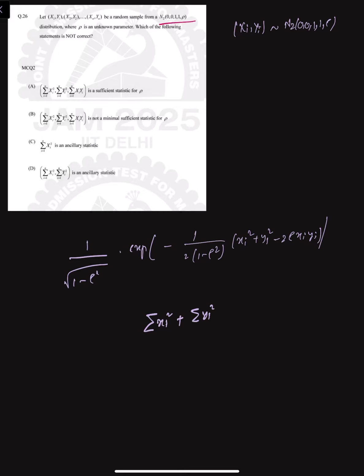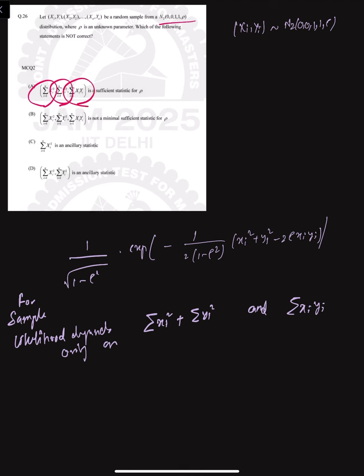So basically the sample likelihood depends only on the summation xi square, summation yi square and summation xiyi. Therefore, if we consider the triplet summation xi square, summation yi square and summation xiyi, that is a sufficient statistic for rho, which is correct.